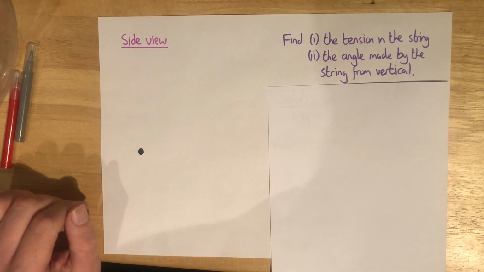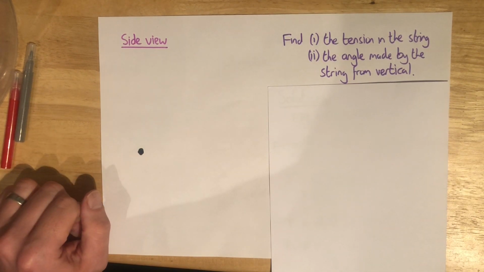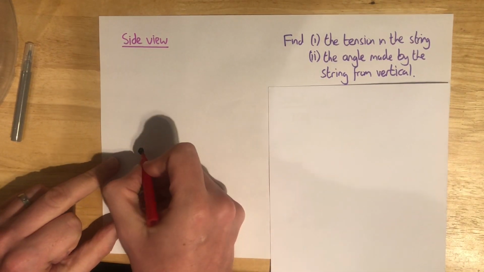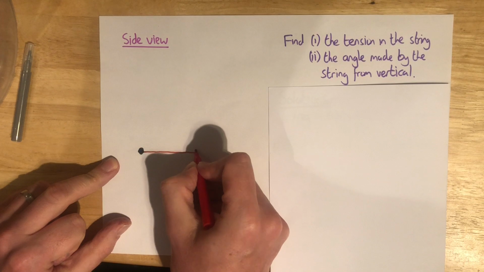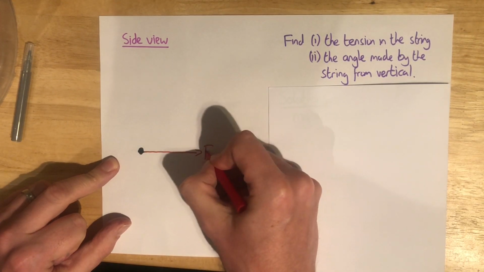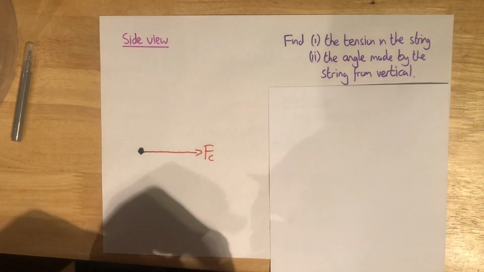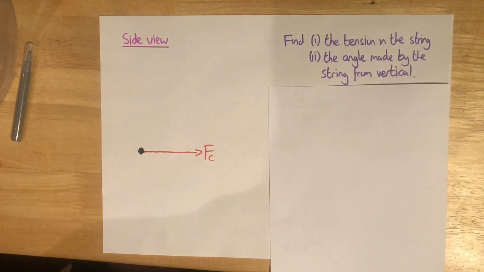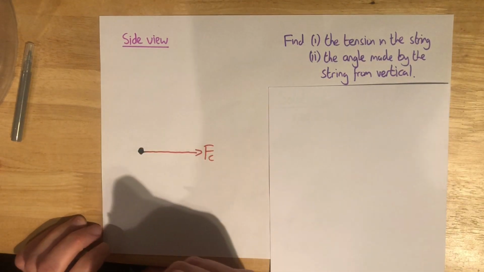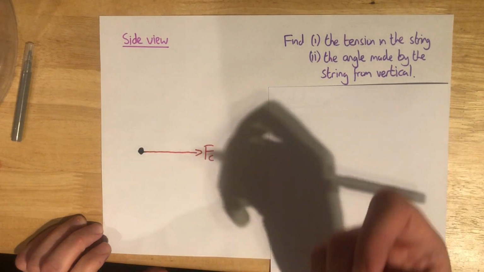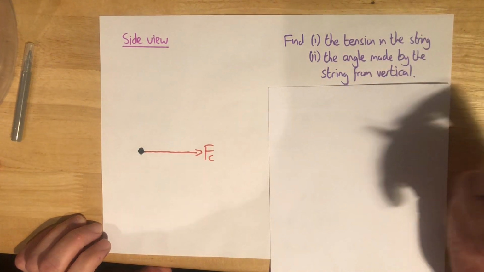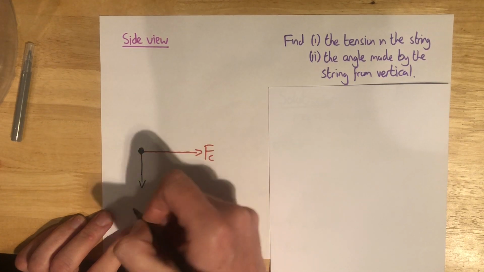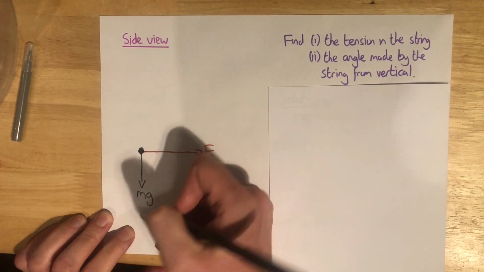Now, if we think about the forces acting on this mass, we know we've got a centripetal force, a resultant force, remember, that is the resultant force towards the centre. So that is our centripetal force, I'll label that FC, and that's the resultant. That's really important. That's the resultant force on our mass, but we know that the mass has mass, and therefore downwards we'll be experiencing a gravitational pull, so we have weight acting downwards, mg downwards.